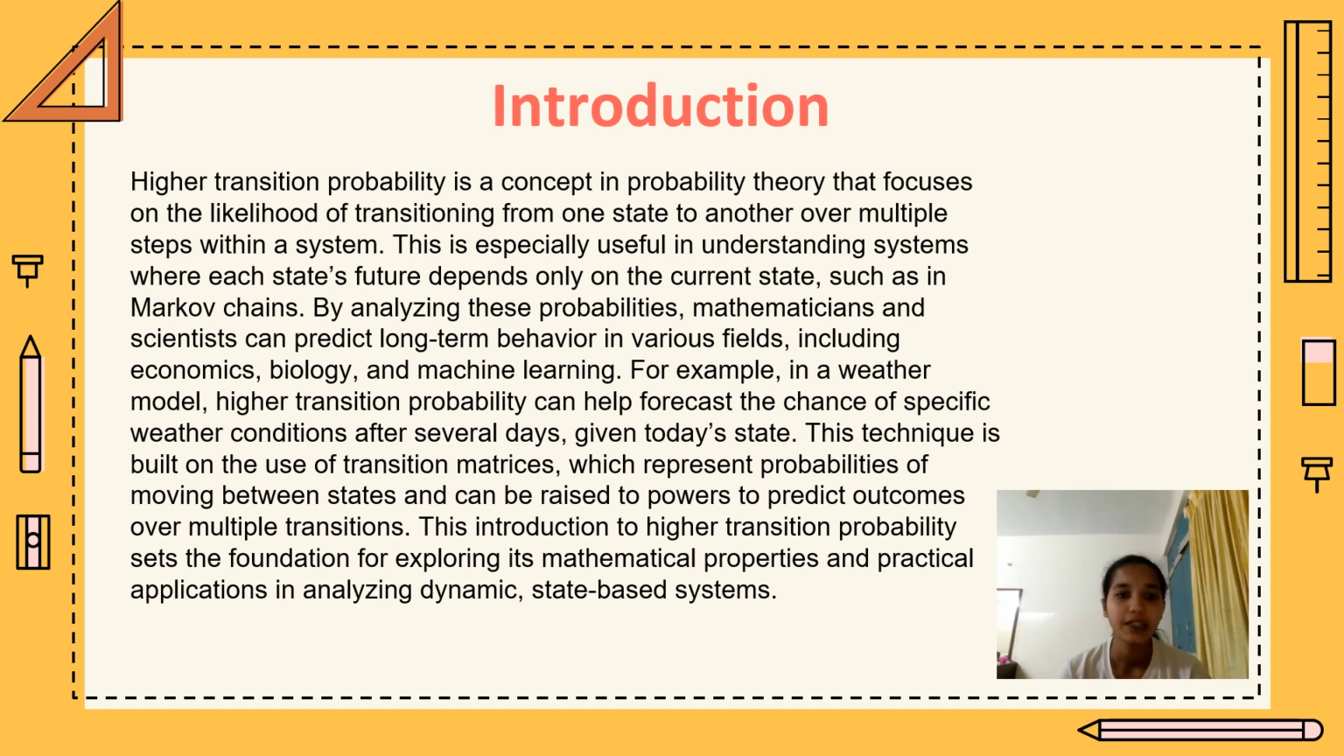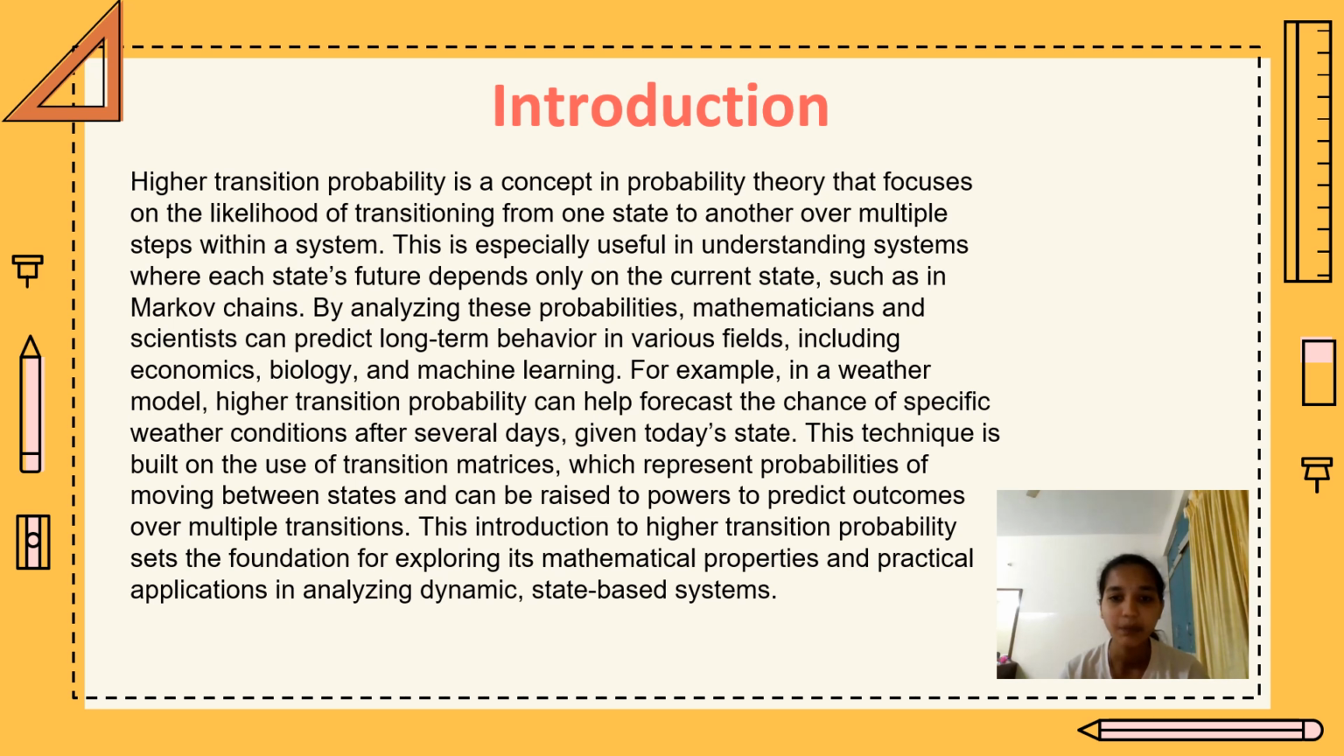Introduction. Higher transition probability is a concept in probability theory that focuses on the likelihood of transitioning from one state to another over multiple steps within a system. This is especially useful in understanding systems where each state's future depends only on the current state, such as in a Markov chain. By analyzing these probabilities, mathematicians and scientists can predict long-term behavior in various fields including economics, biology, and machine learning.